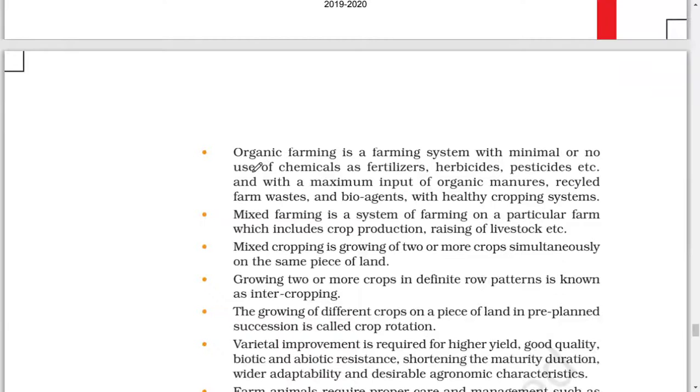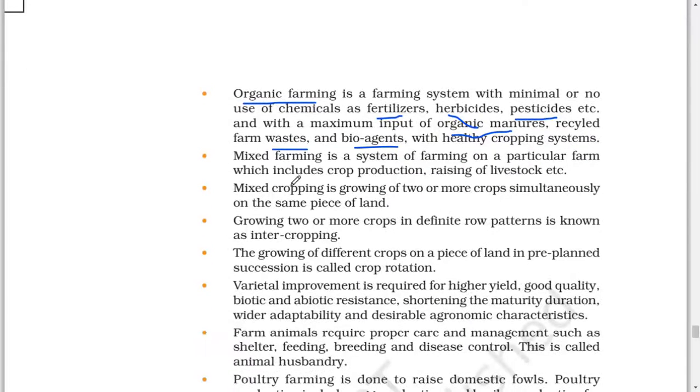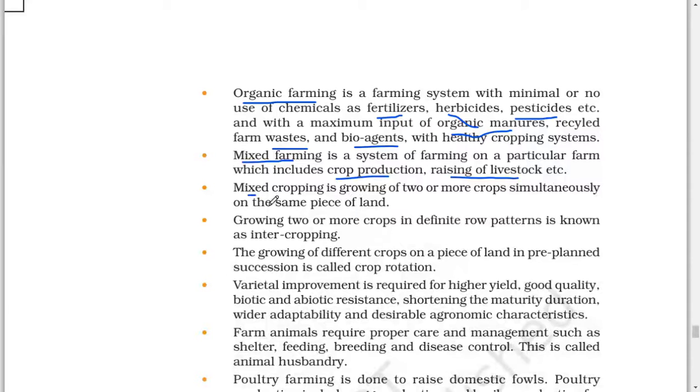Organic farming is a farming system with minimal or no use of chemicals as fertilizers, herbicides, pesticides, etc., and with a maximum input of organic matter, recycled from waste and bioagents, with a healthy cropping system. Mixed farming is a system of farming on a particular farm which includes crop production and raising of livestock. Mixed cropping is the growing of two or more crops simultaneously on the same piece of land.